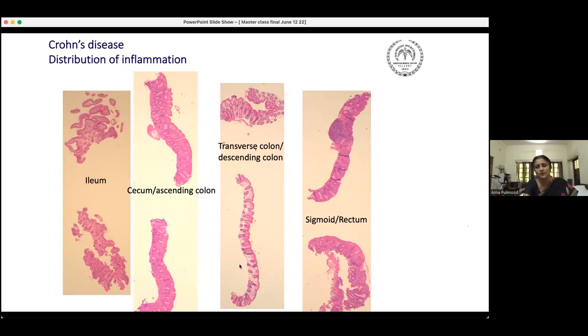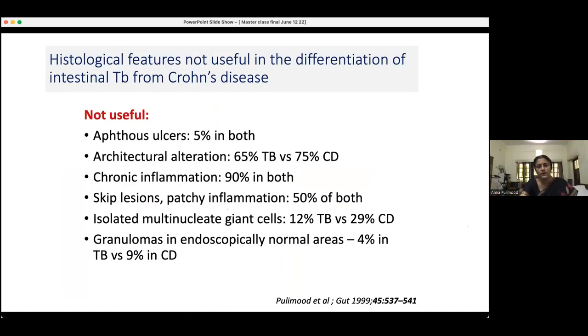So you see there's a skip lesion and inflammation in both proximal and distal colon. Again, this is not like tuberculosis. So histological features that were not useful in distinguishing TB from Crohn's in our study were aphthous ulcers, architectural alteration, chronic inflammation. Actually, skip lesions and patchy inflammation we saw both in TB and Crohn's, though they were sort of more common in Crohn's in one of the studies.